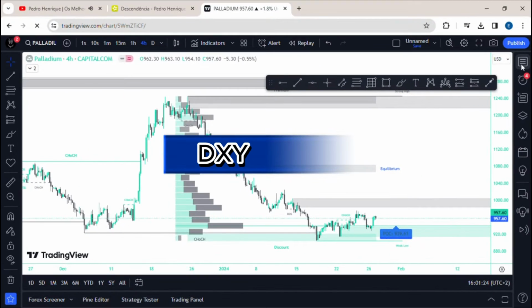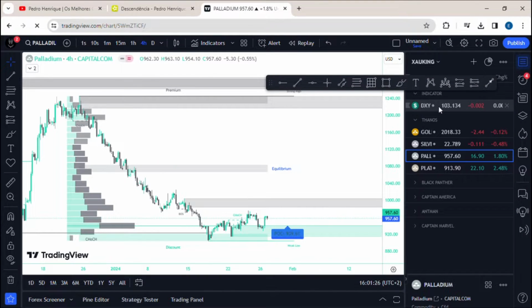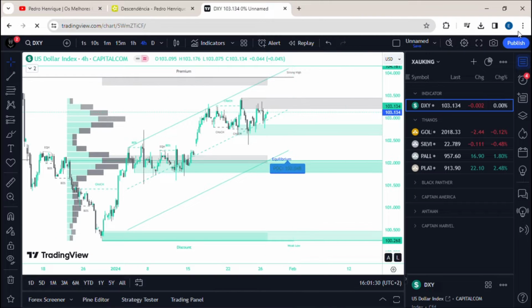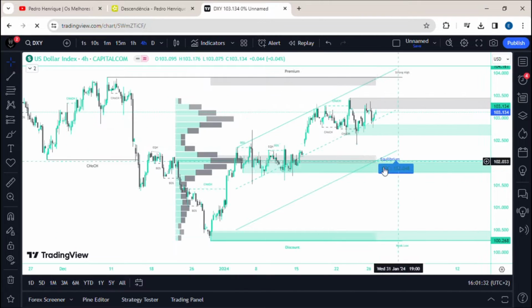Alright, so for today we're going to look at DXY. We'll start with the indicator for the technical analysis for the week. Looking at dollar index, I'm not going to do much of a technical analysis because I've already analyzed the charts, as you can see, but we'll look at very important factors that we can consider for the upcoming week.